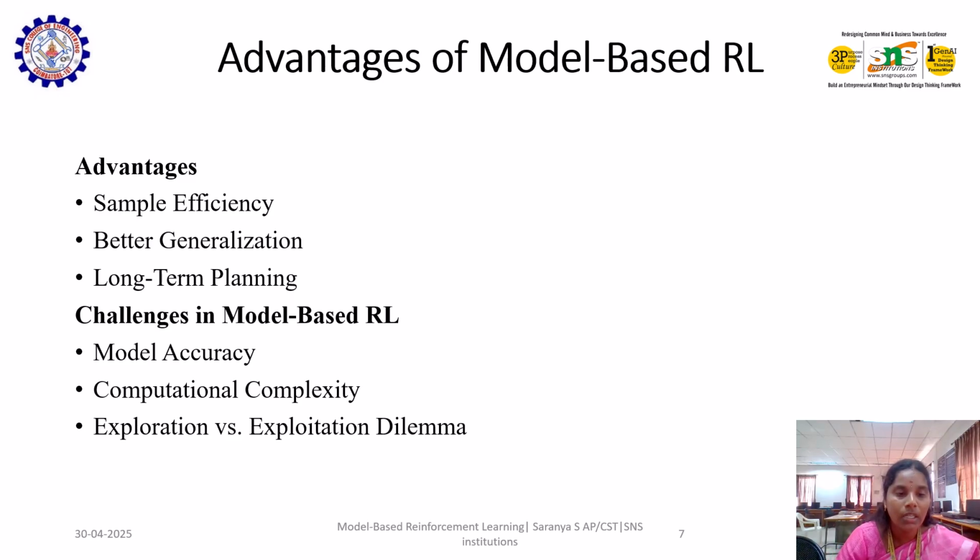The final one is the exploration and exploitation dilemma. The agent may overrely on this learned model, which leads to limited exploration of the environment, which might hinder the discovery of optimal solutions.